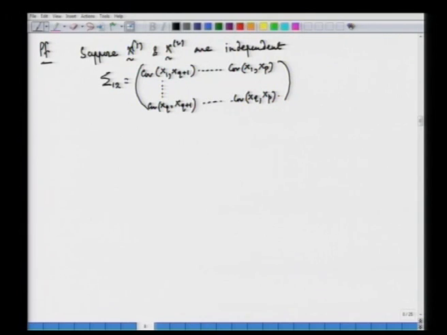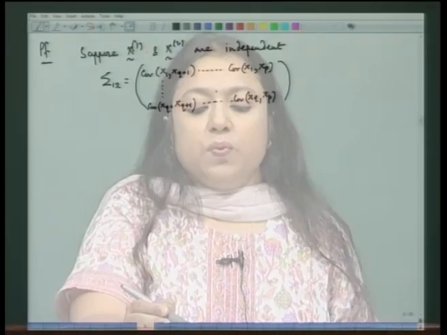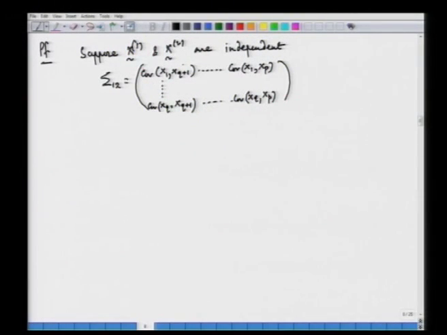Now, since we have x1 comprising x1 to xq and x2 comprising xq+1 to xp, and it is given that they are independent, we necessarily have all these elements equal to 0, giving us a null matrix here. And of course, sigma 21, which is simply the transpose of sigma 12, is also a null matrix then. So, the first part is proved.